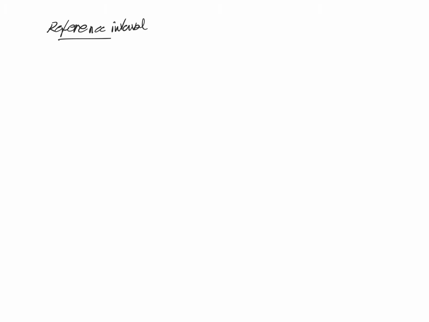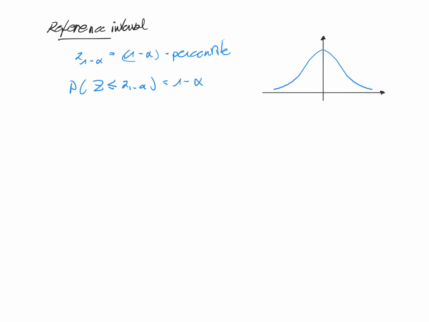Let's start by introducing the following notation. z_{1 minus alpha} will represent the 1 minus alpha percentile. So it is the point for which 1 minus alpha percent of all the data is to the left. So the probability that my random variable z is smaller than this value z_{1 minus alpha} is exactly equal to 1 minus alpha. Or when we look at the density function, this means that the area below the curve to the left of the point z_{1 minus alpha} is equal to 1 minus alpha percent.